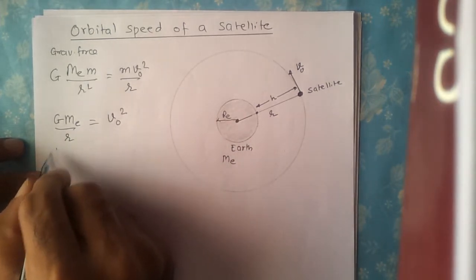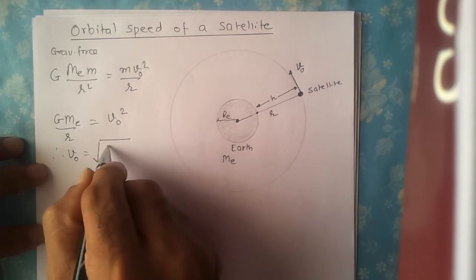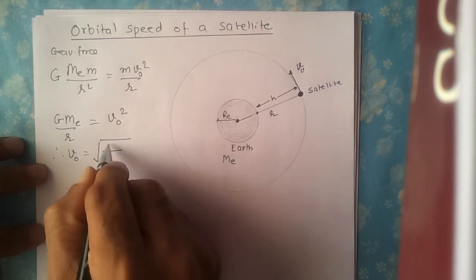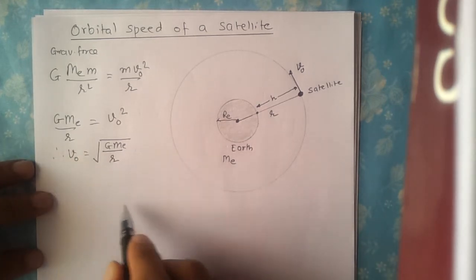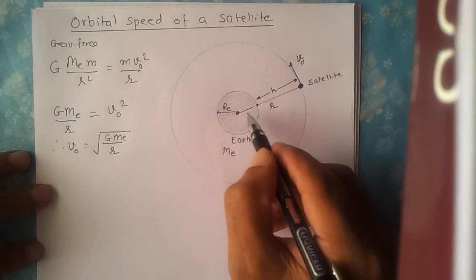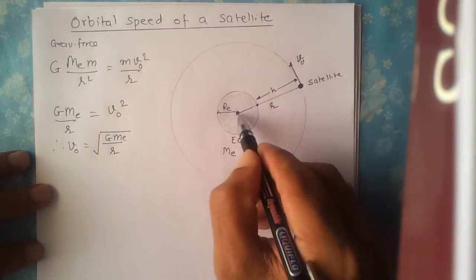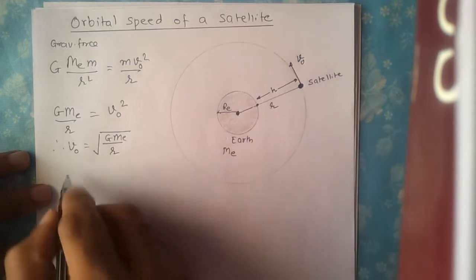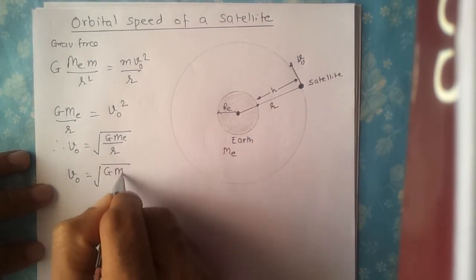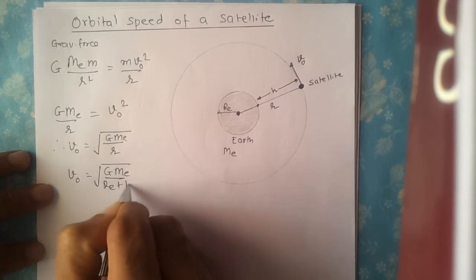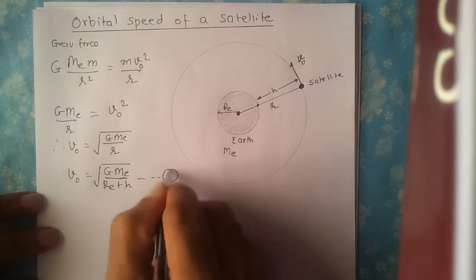And therefore I can write down v0 is equal to square root of G ME upon r. Now r, as we can see over here in this particular diagram, that is the distance from the center of the Earth to the satellite, is equal to the radius of the Earth plus h. So I can write this v0 is equal to square root of G ME upon RE plus h. Let me call this equation 1.